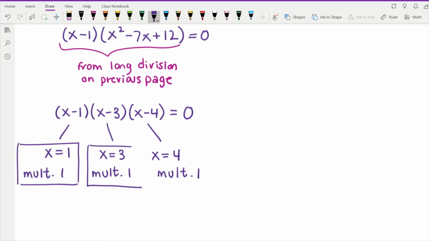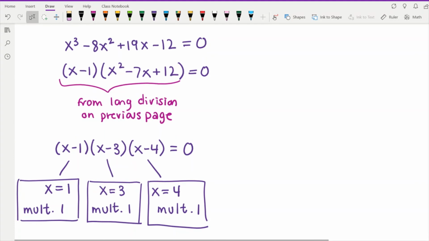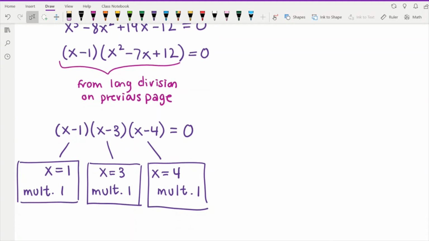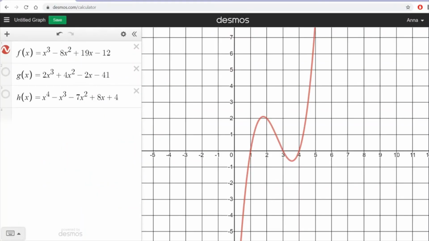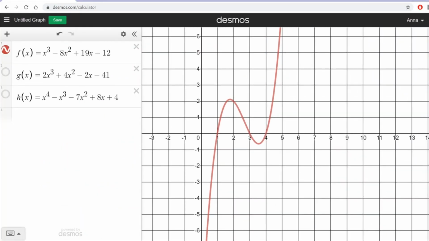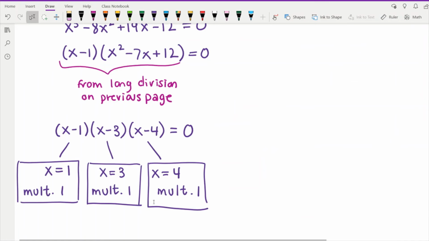So I want to pull up the graph of this real quick just so that we can actually see this, verify this fact. So we got 1, 3, and 4, and each of them are multiplicity 1, so we should expect the graph to pass through at each of those points. So here we have the graph of our function, and we can see that we have zeros at 1, 3, and 4. And you can also see the end behavior looks like what we'd expect, right? It goes from kind of bottom to top because of the odd degree and positive leading coefficient.